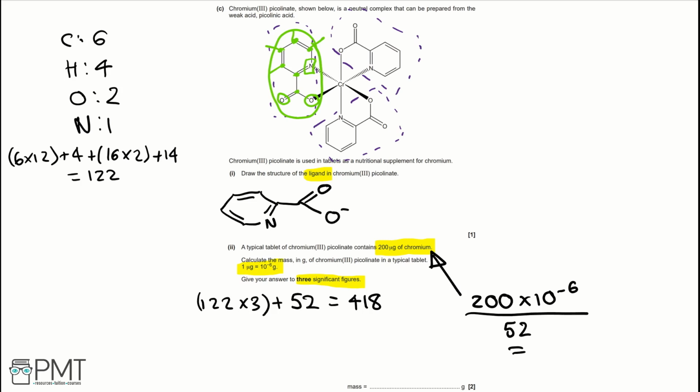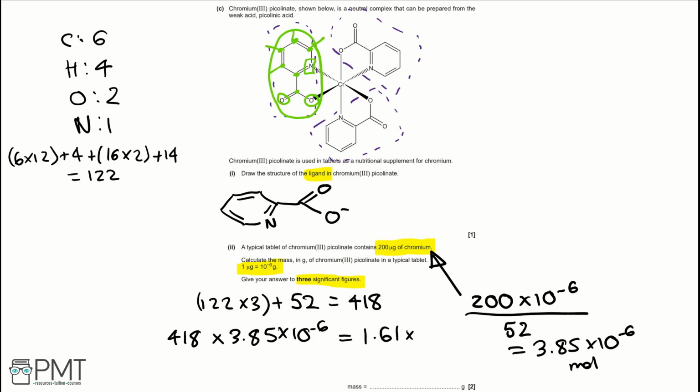That gives us 3.85 times 10 to the negative 6 moles. And we can then take the 418 and multiply by 3.85 times 10 to the negative 6. And that gives us 1.61 times 10 to the negative 3, if we were to write our answer to 3 significant figures, which is what the question is asking. So 1.61 times 10 to the negative 3.